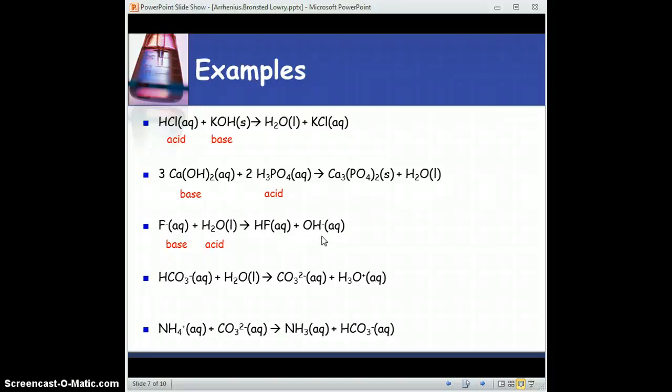I want you to try the next two with a partner, and then we'll come back in my next video and talk about exactly which one is the acid and which one is the base. I'll give you about 3-4 minutes to try them with a partner. Remember to track the protons. Acids lose, bases gain. Okay, see you in a second.